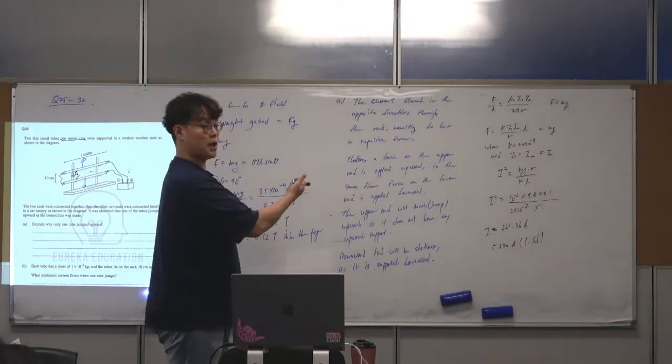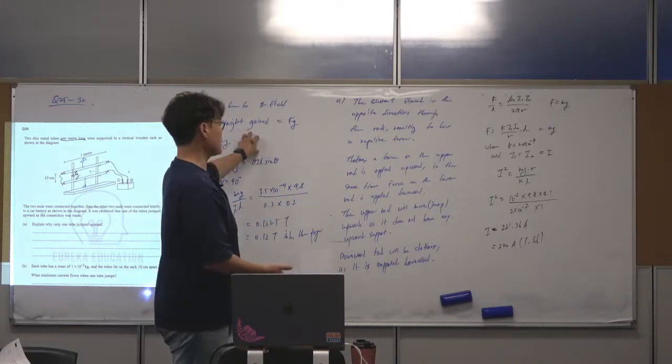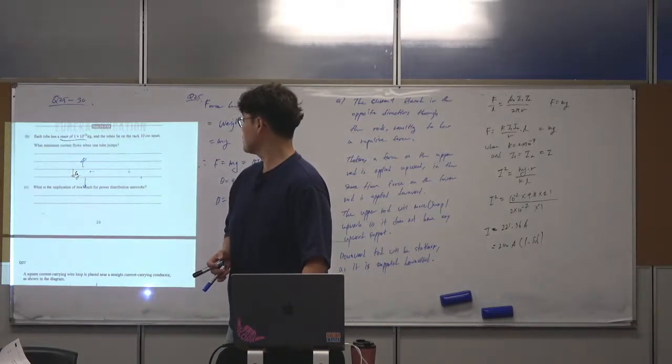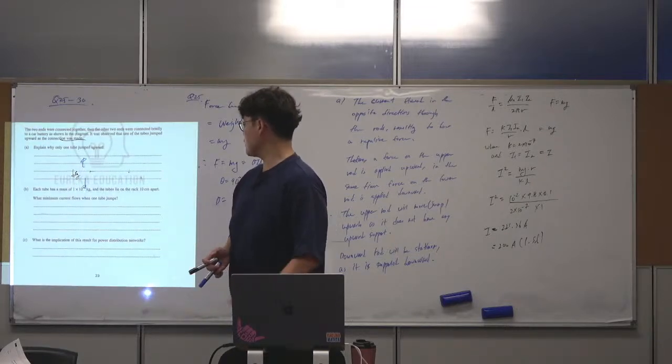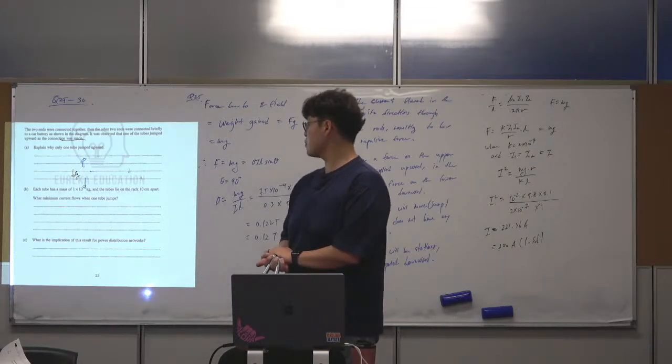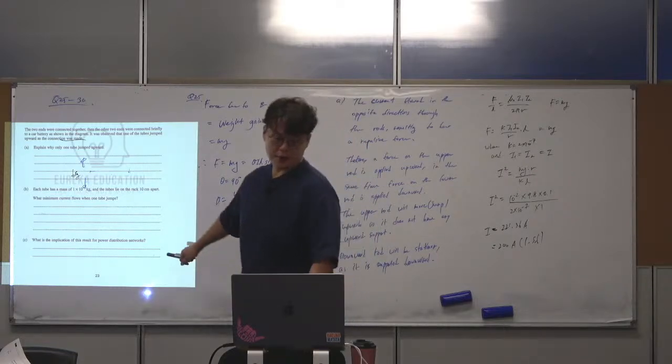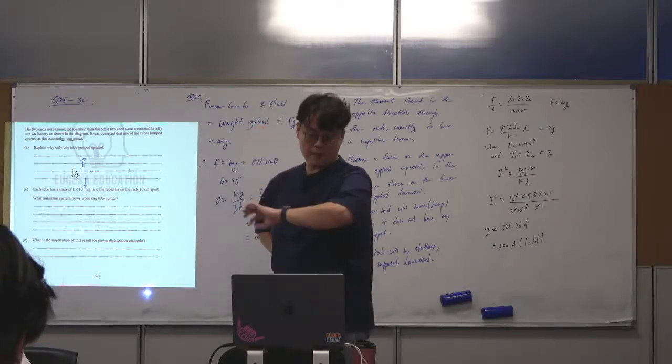It's kind of similar working out, but one is using the BIL, one is a different formula there. 27. Sorry, C. What is the implication of the result for the power distribution network? Okay, don't worry about question C. That's out of syllabus now.